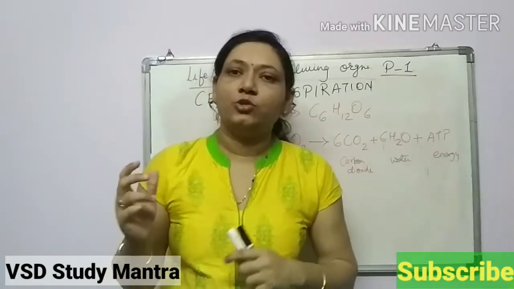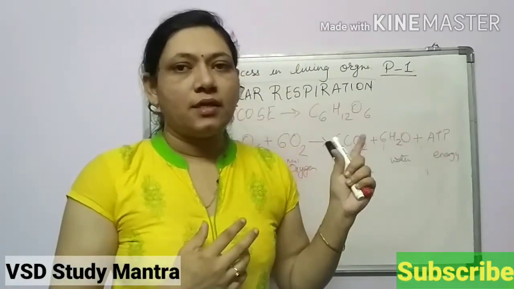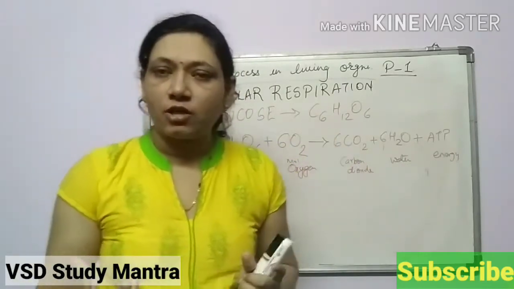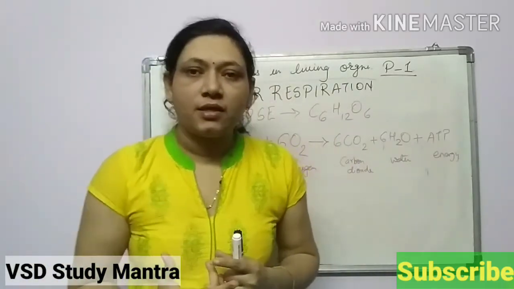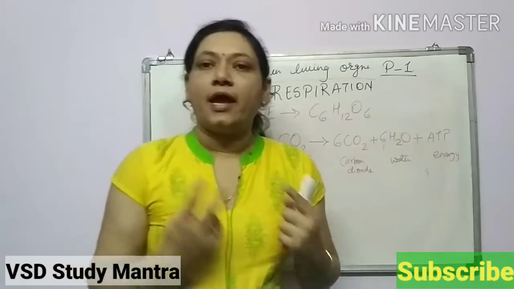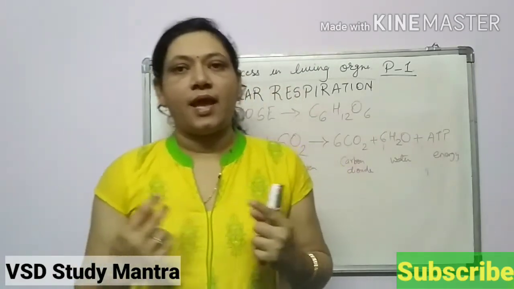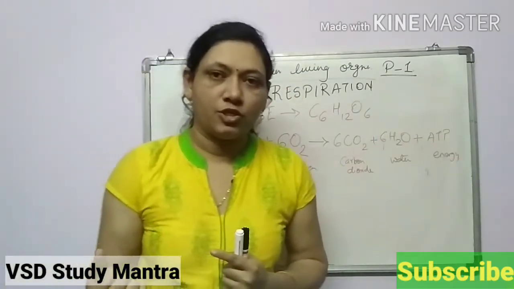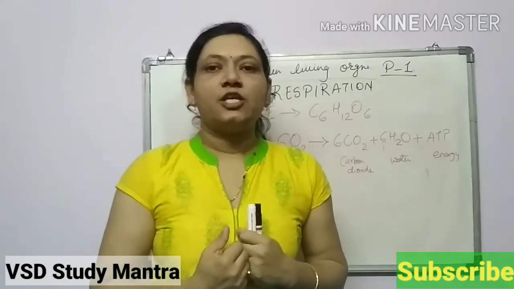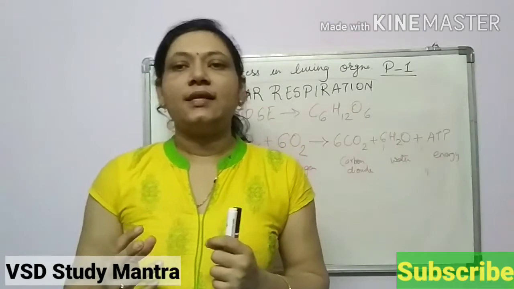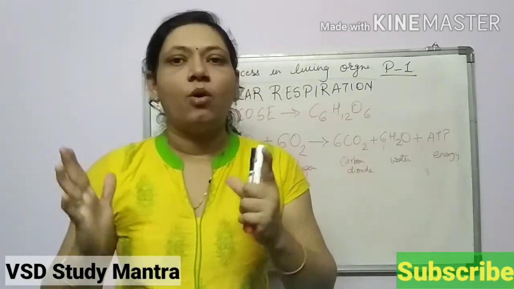Here it has 2 methods of this glucose splitting, glucose reacting with oxygen. Which are they? Aerobic respiration and anaerobic respiration. Aerobic respiration is the one in which oxygen is involved. Oxygen is present during this whole process of aerobic respiration.